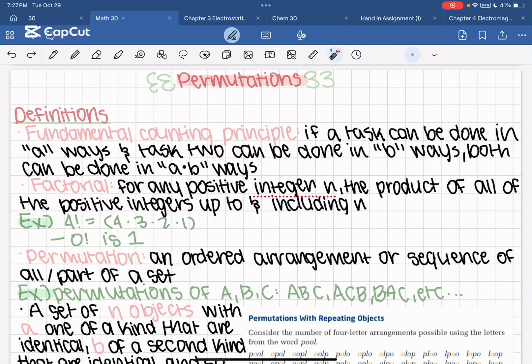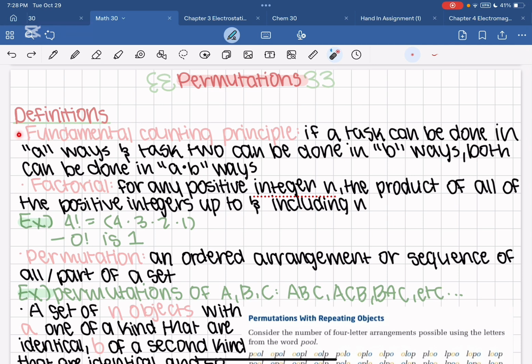Hello, so I'm going to be doing a quick recap on 11.1 of Perms and Combs, or the lesson that was focused on permutations. So a permutation is an ordered arrangement or sequence of all or part of a set. What this is telling you is that you have a certain amount of objects in which the order that you place them matters, okay? So that's what a permutation is.